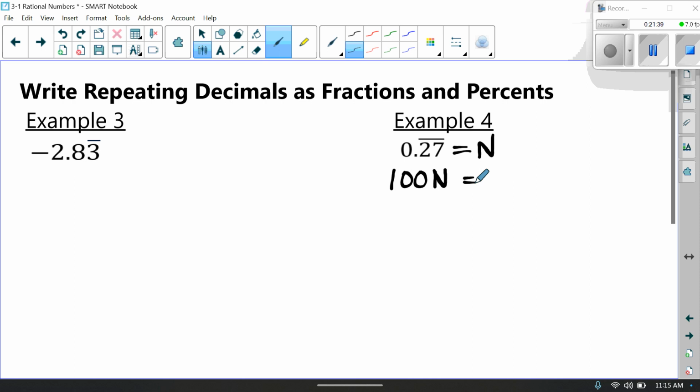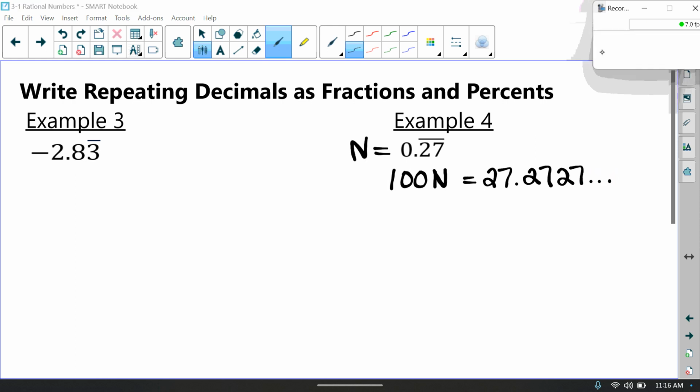27.272727 repeating, right? Is everybody with me? So when I multiply both sides by 100, we get 27.2727 repeating. Okay, I put the n equals on the other side just so your n's are on the same side. The next step is that we need to subtract n.